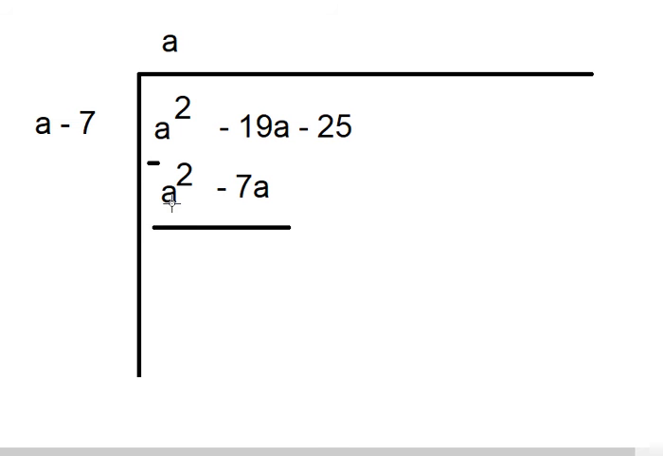A square minus a square, you cancel together. Negative 19, we have negative and negative number 7. So negative, negative, you get positive number 7 in here. And now we have negative 19 plus 7, and you will get negative 12.